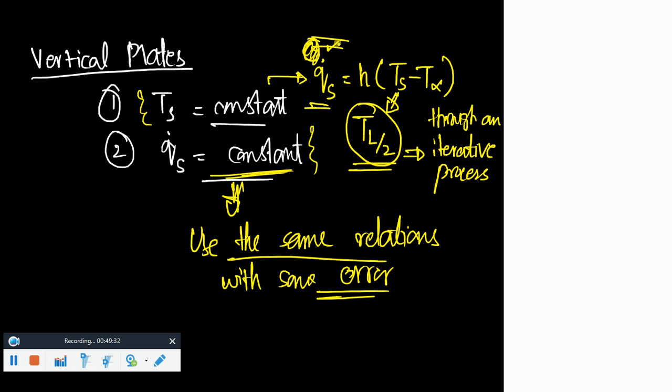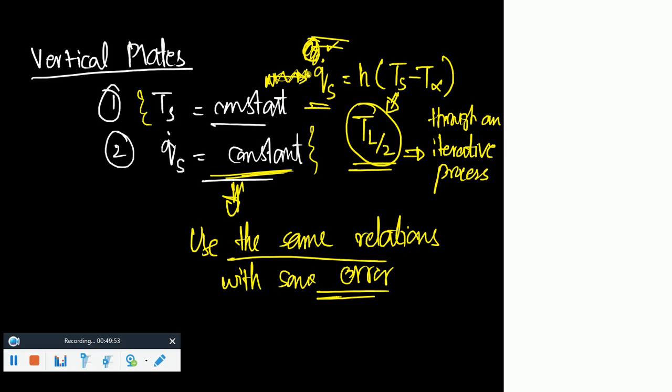Yes, for the first case it would remain the same. I am talking about the second one, Q dot S equals constant. I think you are confused with this arrow. I am sorry for that. Okay, so for that Q dot S equals constant case, the temperature on the surface would be varying, and finally you would come up with something.